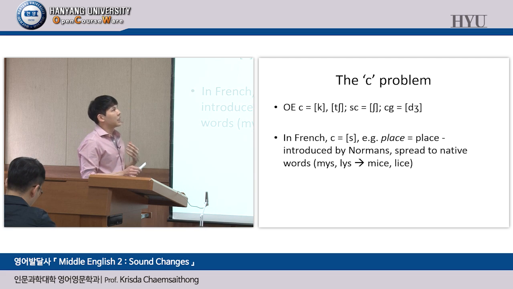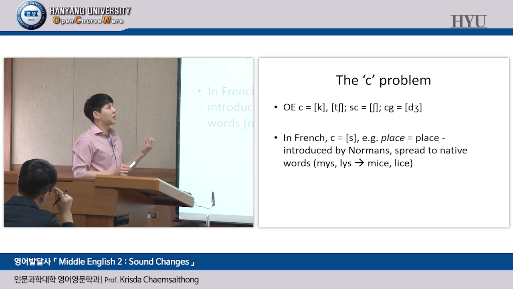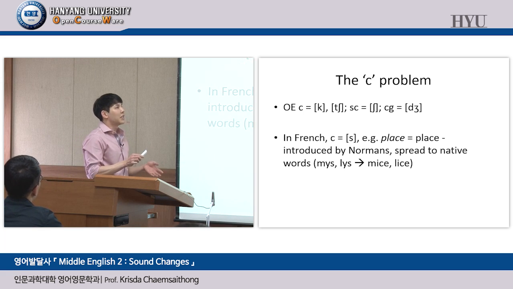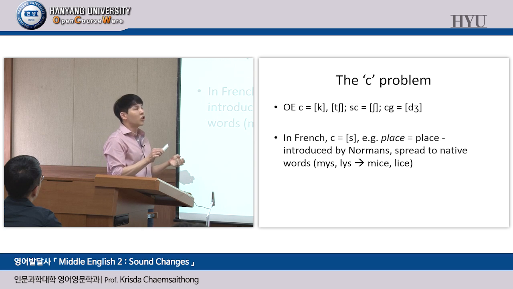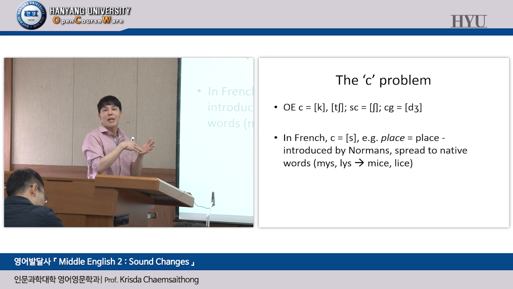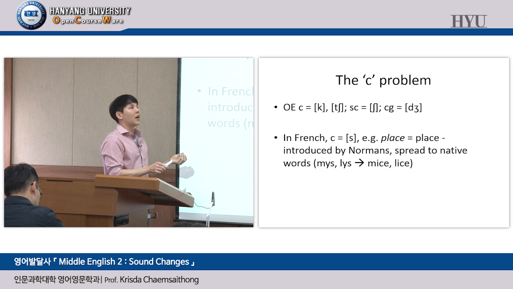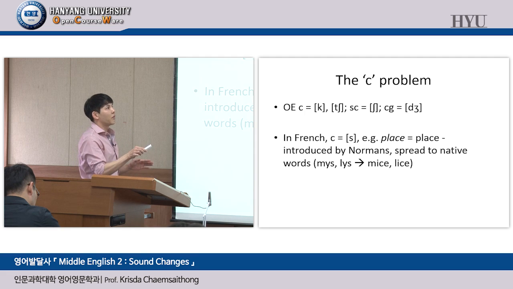And then there's a problem with the C. In Old English, if you remember, C represents so many sounds, one of which is K, especially before a back vowel. And then the C in Old English represents CH before front vowels, because of palatalization. And then there's also SC, which represents the sh sound, and CG, which represents the J sound. So every one of these has a C.